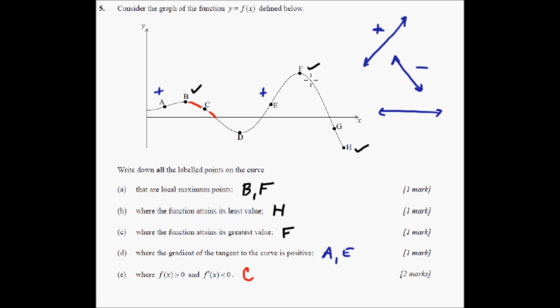Now, some kids would put G here, but you've got to be careful because they say f of x is greater than 0, so G is not going to be any good here. That's kind of a trick one, because they gave you two constraints here. So it's only going to be C. That goes over all the main things in terms of local maximums and minimums, greatest value, least value, and where the gradient's positive and negative, just to start off. And I will move on to another problem from here.